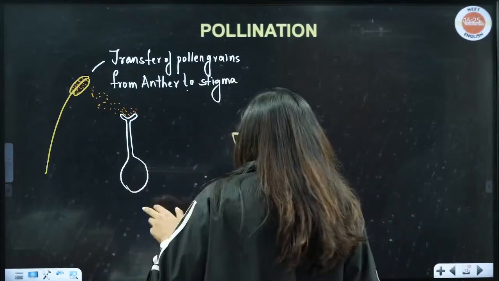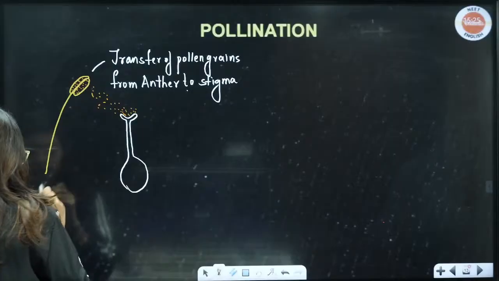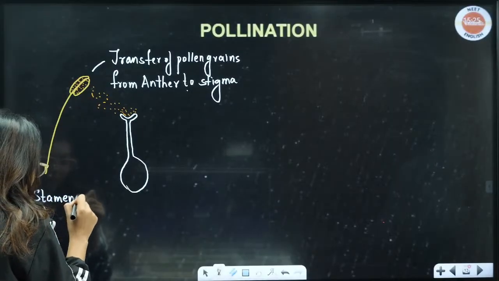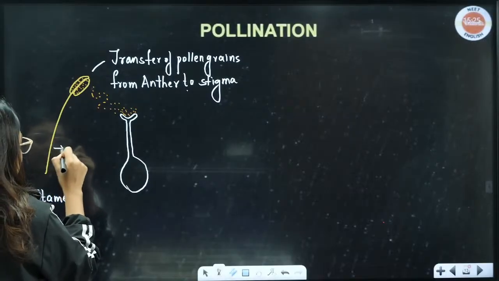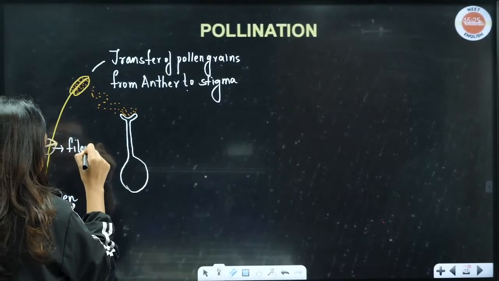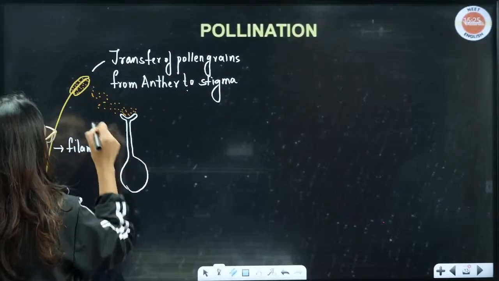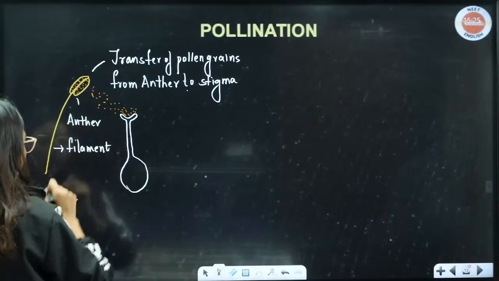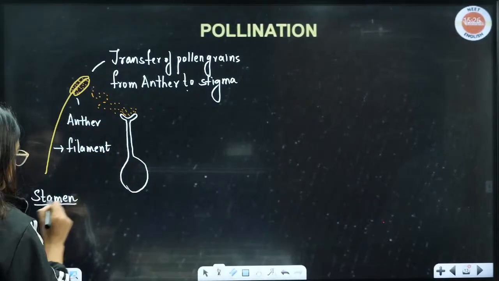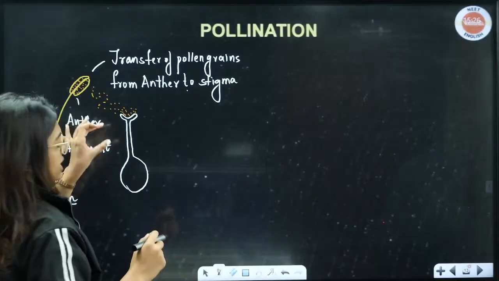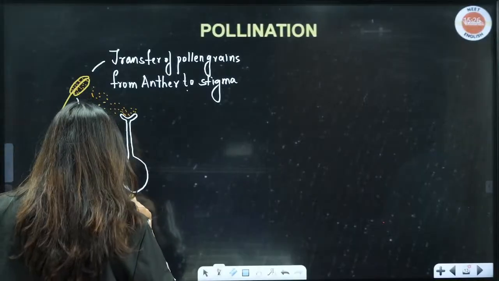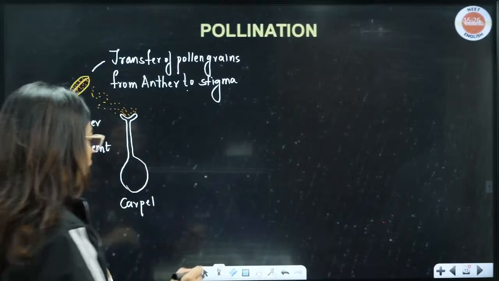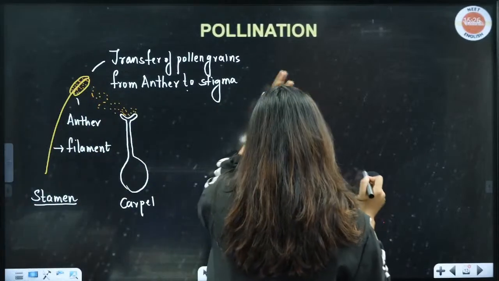Okay, now look, so this is your anther. So this whole thing we call stamen. Okay, we cannot just write anther students. At the time of labelling, you have to label correctly. You have to write this is filament. Okay, this should be written as filament and this should be written as anther. Okay, and together you always call it stamen. You cannot write just anther. Here you cannot call only the stigma, you cannot be highlighting, you have to say the entire thing is carpel. Okay, the entire thing is carpel. Now look here, depending on the types, you have two types of pollination.